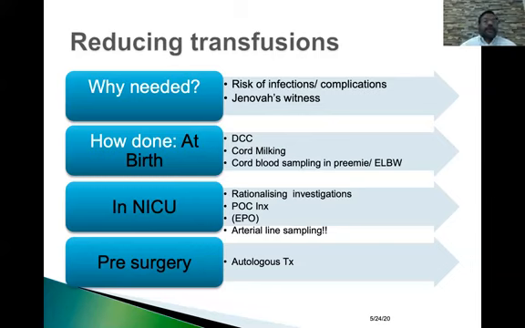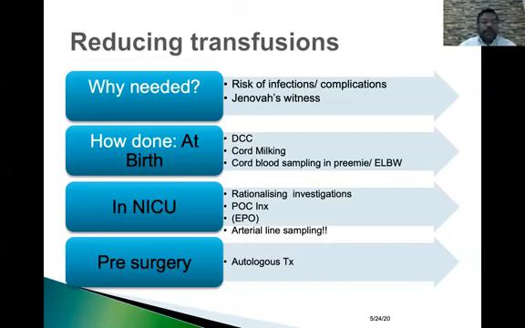How it is done at birth: by delayed cord clamping, cord milking, and taking a cord blood sample in extreme preterm and extremely low birth weight babies, so that that volume of blood is not drawn from the baby. In the NICU, you rationalize investigations. I talked about the arterial line sampling. Point of care investigation definitely reduces the bloodletting, and erythropoietin can be used, but it's fallen out of fashion at this moment because of side effects.